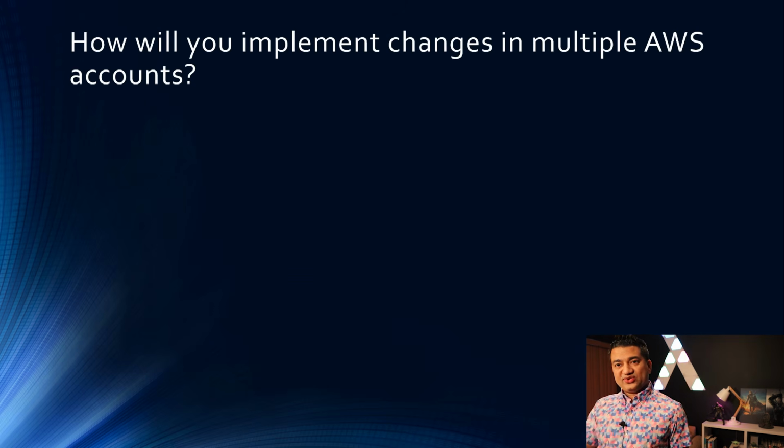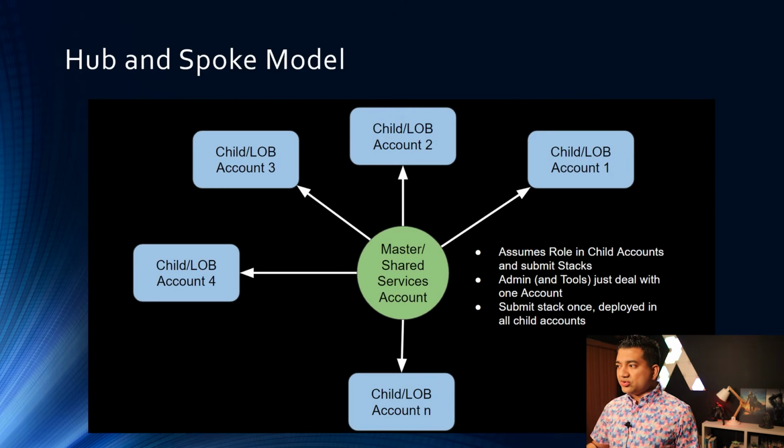So how do you do this using a DevOps pipeline? How you do this is using a hub and spoke model. So it looks like a bicycle tire, right? With the hub as the central account, and then the spokes are in different child accounts. The central account is called a primary or master or shared services account. This master account assumes roles in all these child accounts and then submits CloudFormation stacks. So all the DevOps tools and administration needs to be done only in this master account.